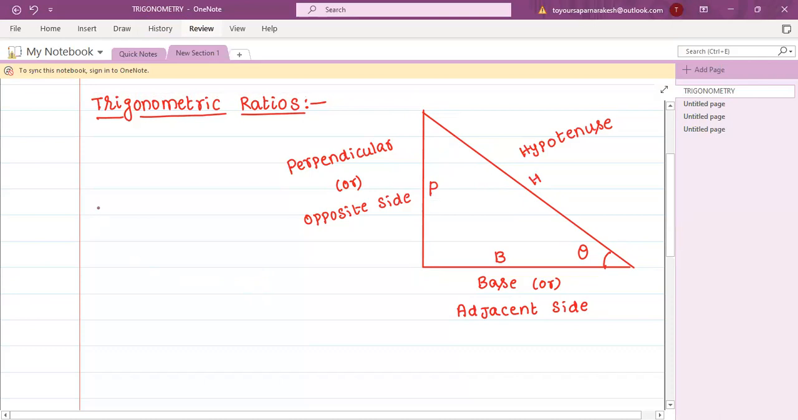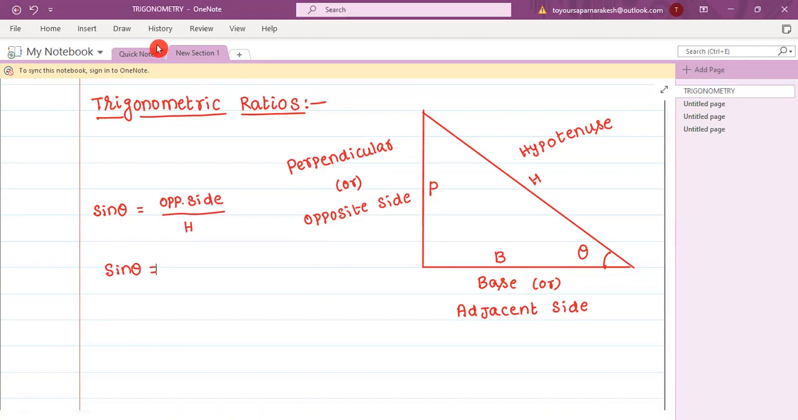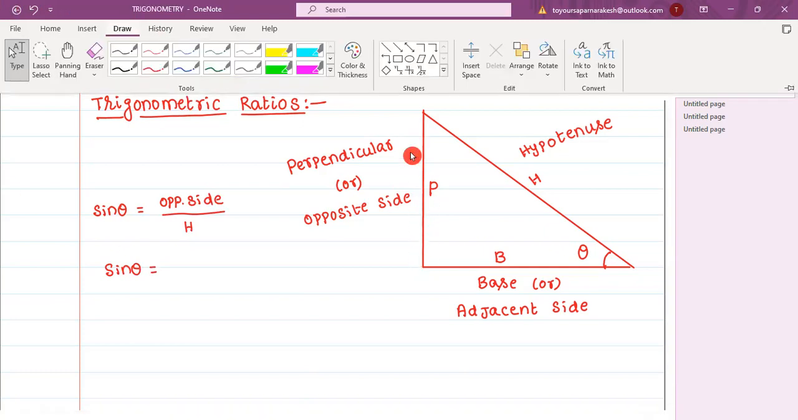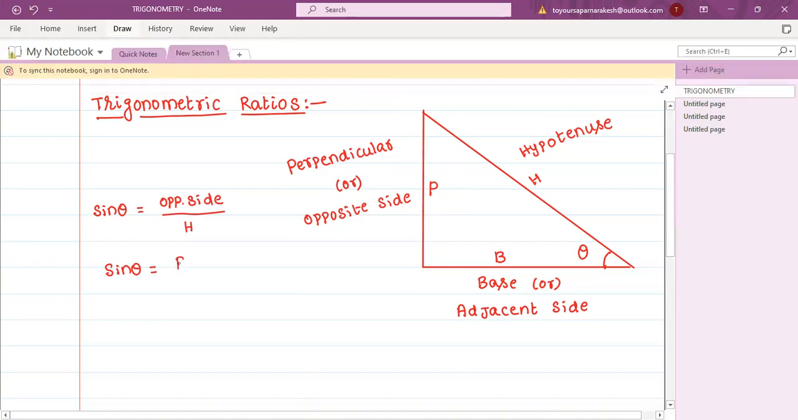Therefore, what is the formula for sine theta? Sine theta is opposite side upon hypotenuse. In this right angle triangle, the length of the opposite side is P, so sine theta equals P upon hypotenuse H.